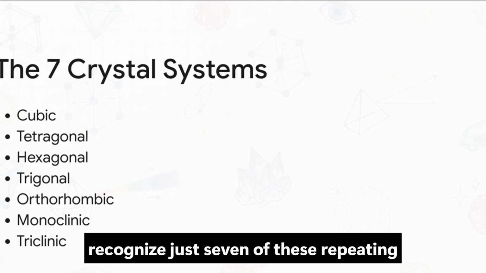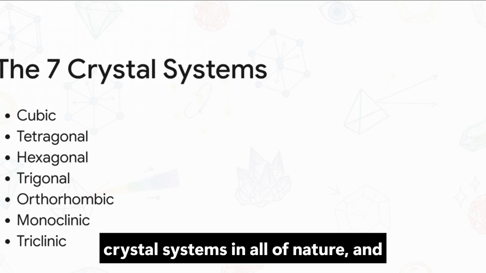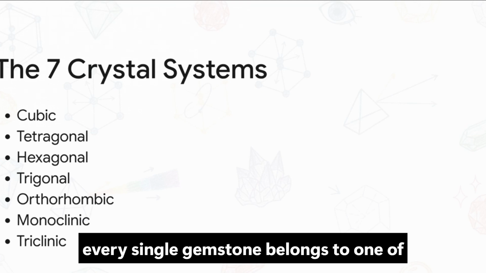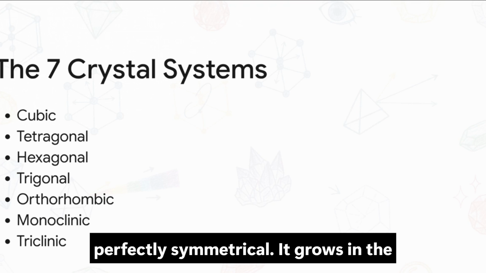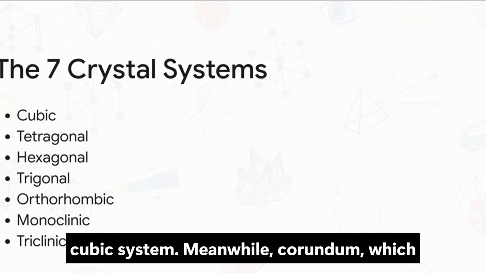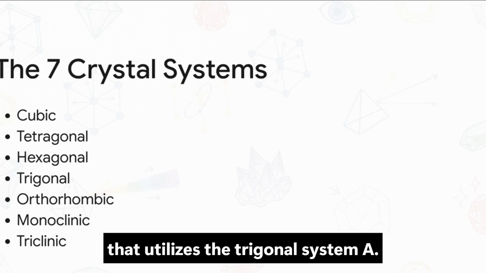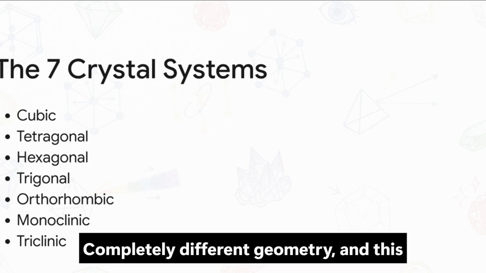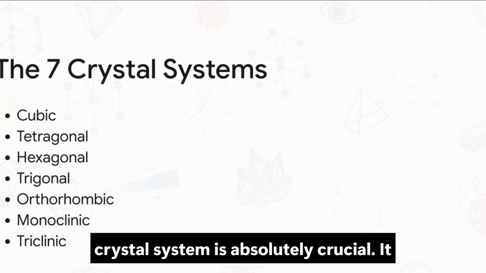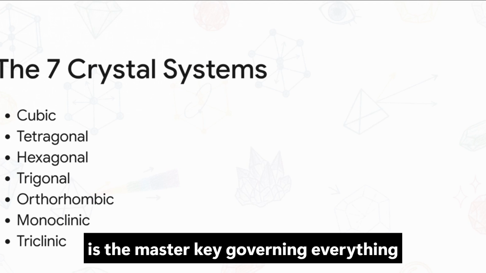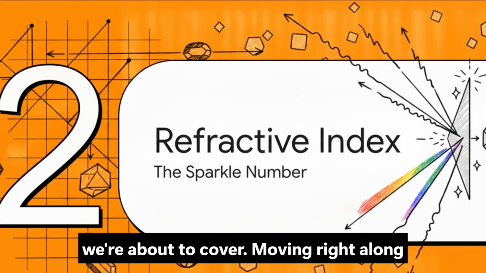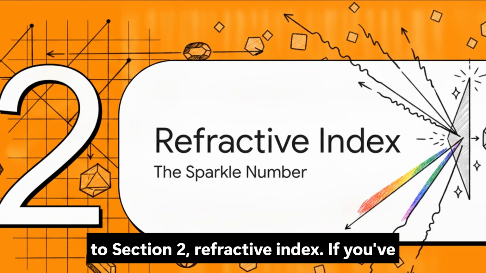Mineralogists actually recognize just 7 of these repeating crystal systems in all of nature, and every single gemstone belongs to one of these. Diamond, for instance, is perfectly symmetrical. It grows in the cubic system. Meanwhile, corundum, which is the family for ruby and sapphire, well, that utilizes the trigonal system, a completely different geometry. And this crystal system is absolutely crucial. It is the master key governing everything we're about to cover. Moving right along to section 2, refractive index.